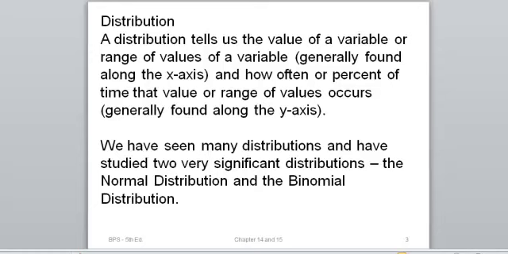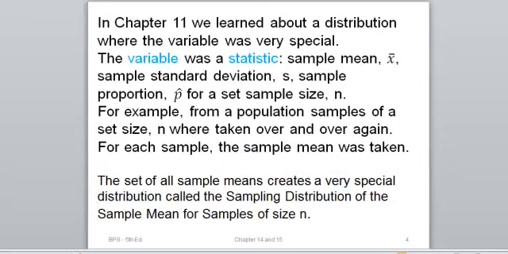And we've seen many distributions and have studied two very significant distributions just recently. In Chapter 3, we talked about the normal distribution, and in Chapter 13, we talked about the binomial distribution. Sometimes people get confused because they look at Chapter 11 and think that sampling distributions are somehow normally distributed. Not necessarily. Certain conditions would have to be met for a sampling distribution to be normally distributed. So in Chapter 11, we learned about this very special distribution.